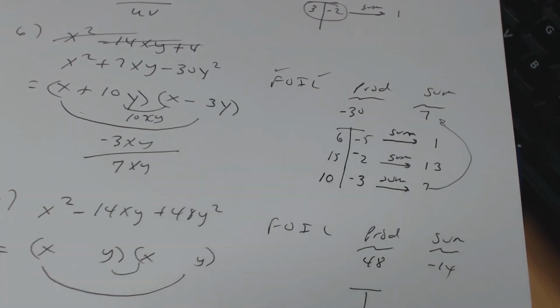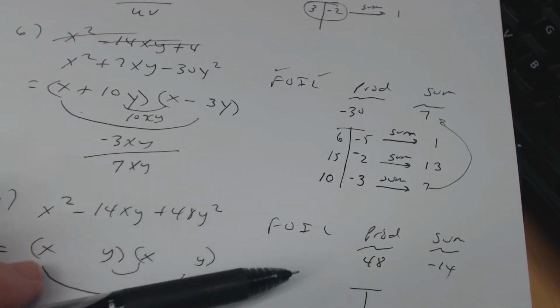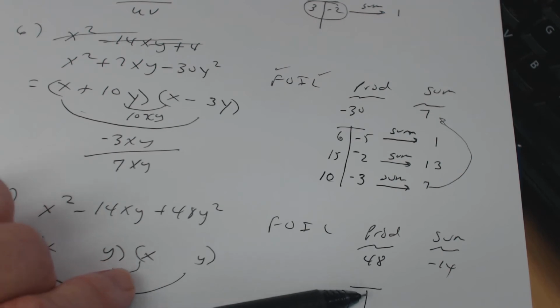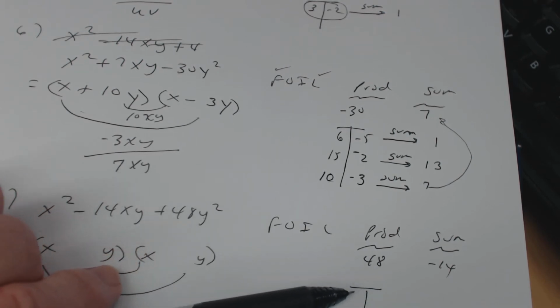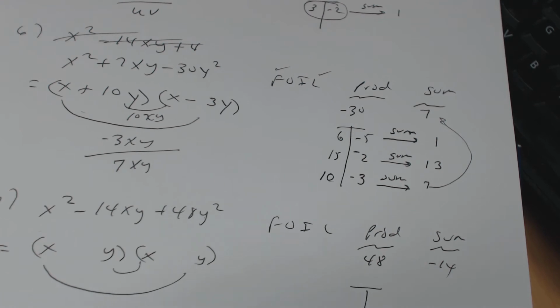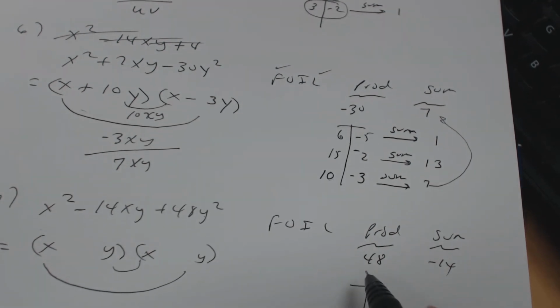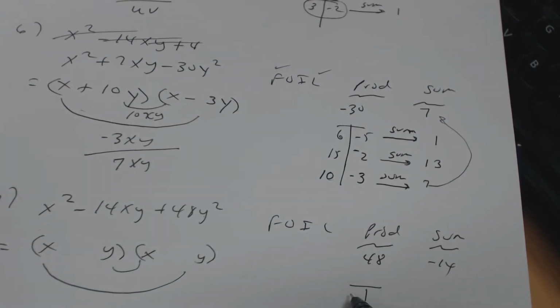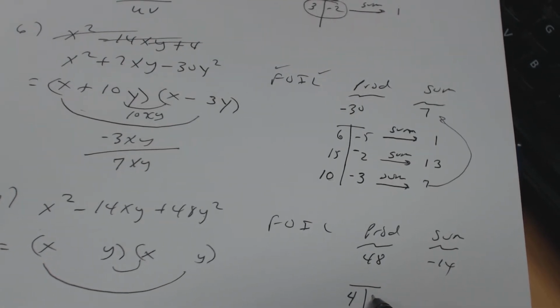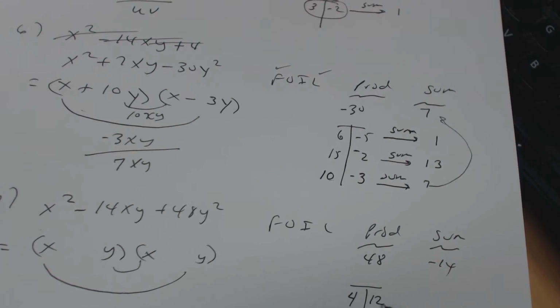The only way, if you think about it, that you can get a product that's positive and a sum that's negative is for the two signs to both be negative. A negative times a negative is a positive. A negative plus a negative is a negative. Okay? All right, so let's see. You could say, I don't know, 4 times 12 is 48.